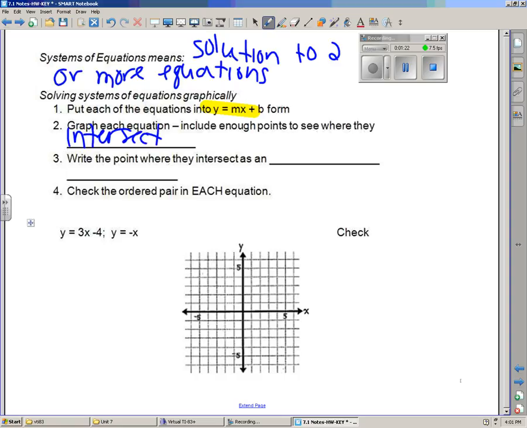I will show you how to use the graphing calculator as well. But again, you need to be able to have enough points. You need to be able to use your straight edge to connect the dots to make a good line. The point that they intersect is always going to be an ordered pair. So you write your answer, your solution, as an ordered pair. The ordered pair is always an x comma y value. And then you can check the ordered pair in each equation.